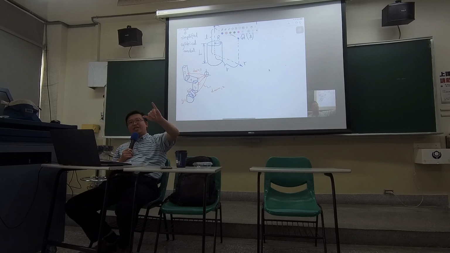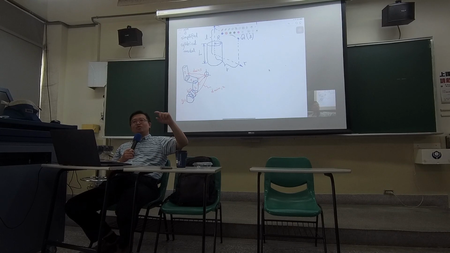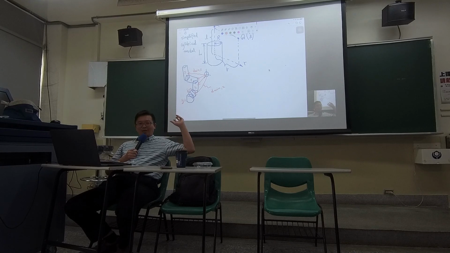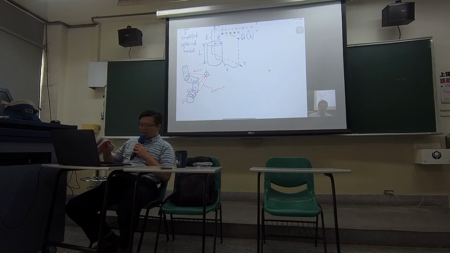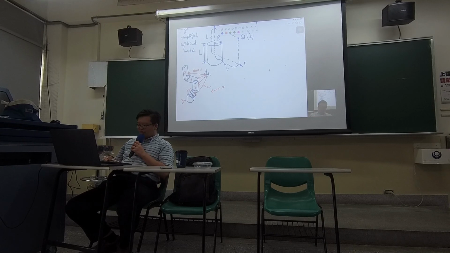So among all these 6 shortest distances, the overall minimum one is the true shortest distance between the obstacle and the entire arm. Okay? So I need to find this D. Let me call this D minimum. Just put a star right here, okay?